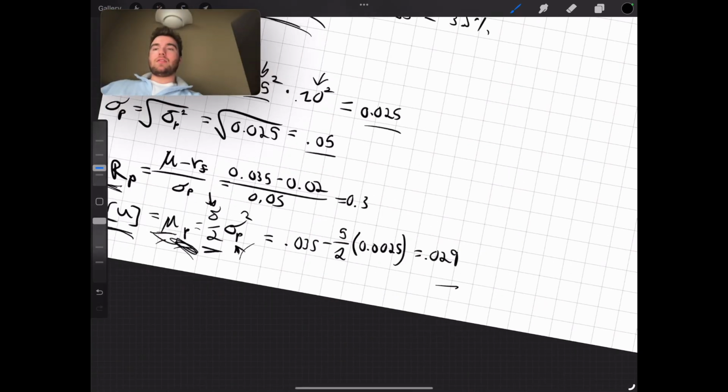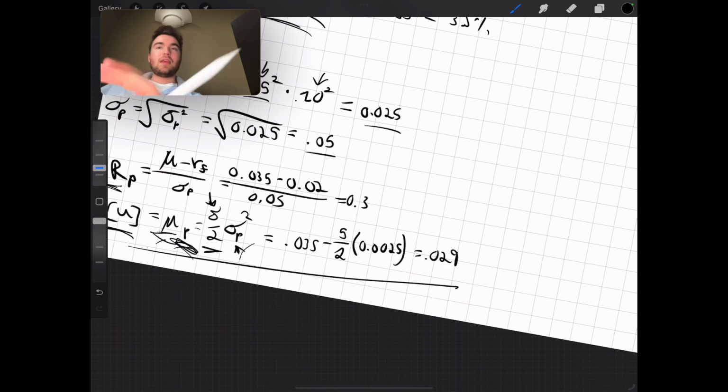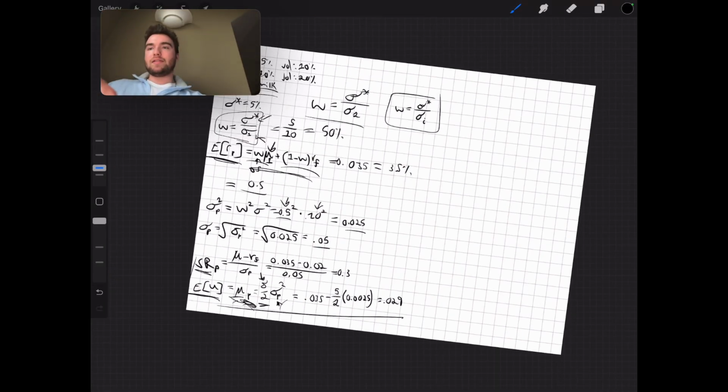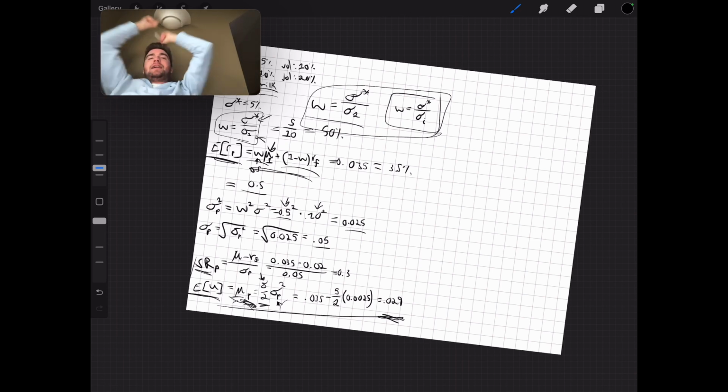Okay. So there we have it. The only thing that's different in this question is the target volatility to find the weight. Then that's kind of it. That's kind of the whole story. You hate to hear it, but that is kind of the whole story. And so this has an expected utility of 0.029.